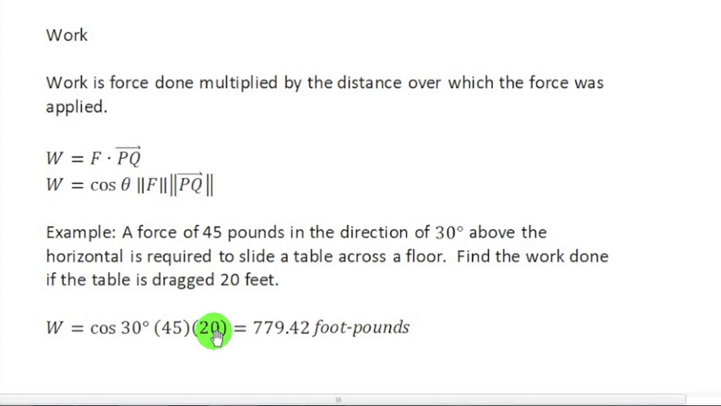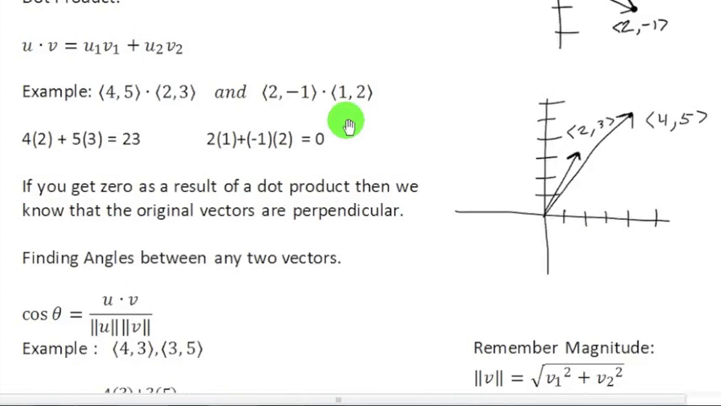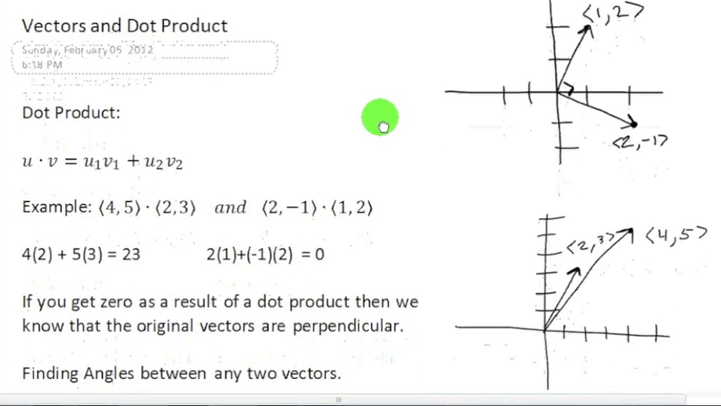Other than that, I think this section is fairly straightforward. Check the formulas out. What's important for this is that it is a real formula-driven chapter or section. Make sure you write those down or print this worksheet out and bring it with you to class.